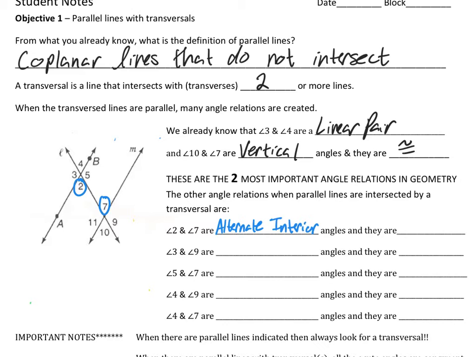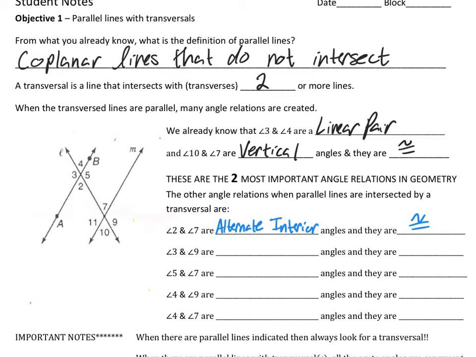The important thing to note about these angles is that when the two lines cut by the transversal are parallel, these two angles will be congruent. Alternate interior angles will always be congruent. You can notice that they're both acute, and they're congruent to each other. We have another set of alternate interior angles, 5 and 7. They're both obtuse, and they're congruent to each other.